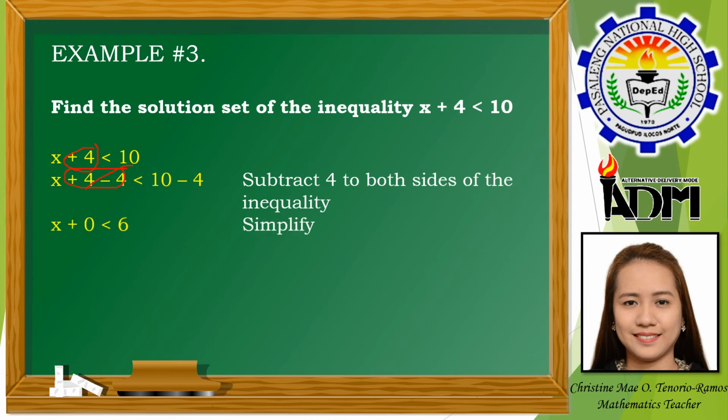And then, pag nag-minus 4 ka dito, magma-minus 4 ka din sa kabila. Then, it will result to x plus 0 is less than 10. 10 minus 4 is equal to 6. Therefore, x is less than 6. Or, yung set notation natin, negative infinity and 6. Bakit gumamit tayo ng negative infinity? So, i-explain ko later sa susunod na slides.